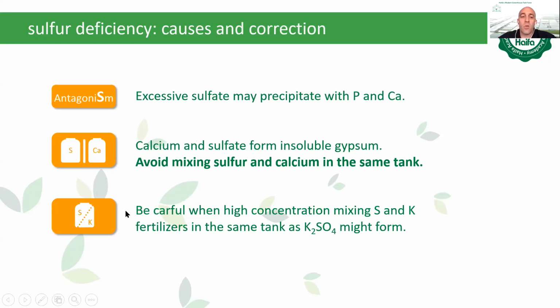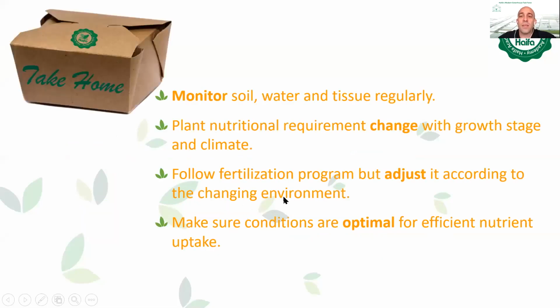Another thing to note is that when mixing sulfur together with potassium, there might be a chance to create potassium sulfate, which is a bit less soluble than other fertilizers. To get to this problem you have to use a really high concentration of sulfur, but this is something to be noted. That's it.